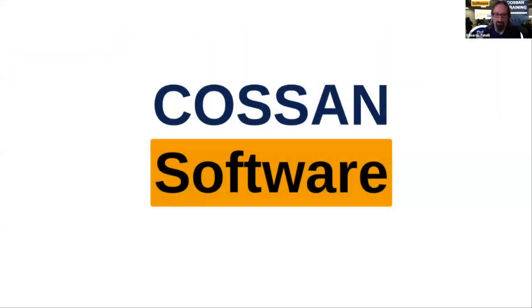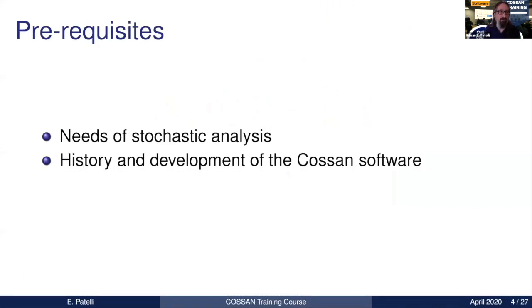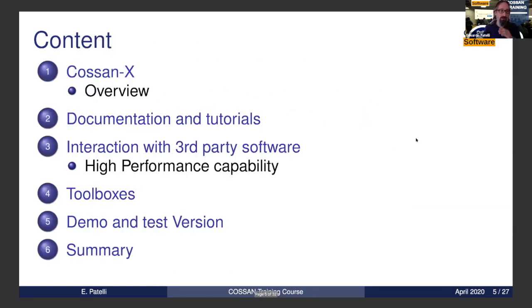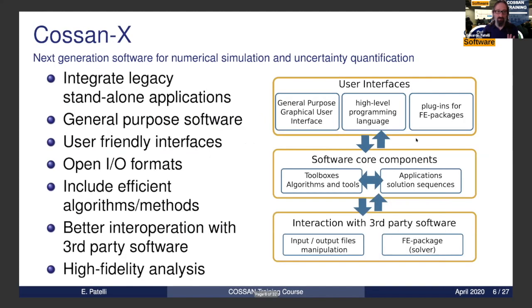So now I'm giving an overview about the Cossan-X software. As we have seen in the previous presentation, what we need to perform the stochastic analysis, and we have also covered the part about the history and development of the Cossan software. Now about Cossan-X. Cossan-X is, as I said before, a graphical user interface of the Cossan software.